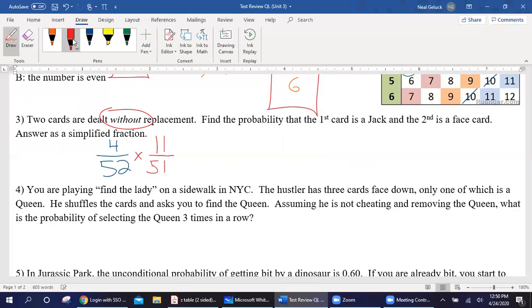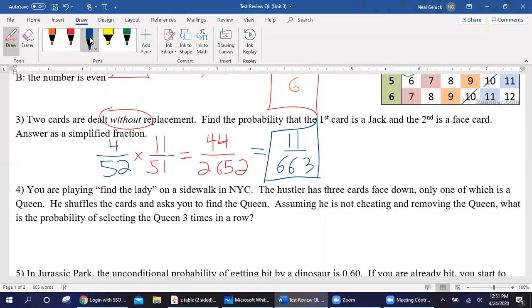Multiple events, I multiply the probabilities together. You could reduce this before you multiplied, but you can do it this way as well. So I get 44 out of 2,652. 4 goes into the numerator and denominator, and that will reduce down to 11 over 663. Again, I wanted a simplified fraction for my answer.